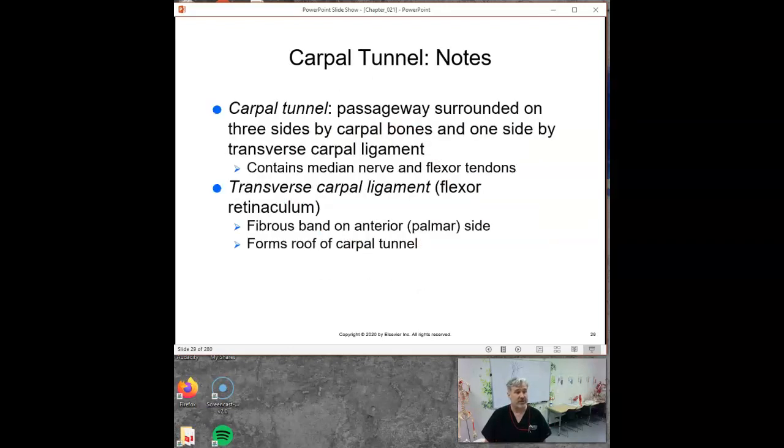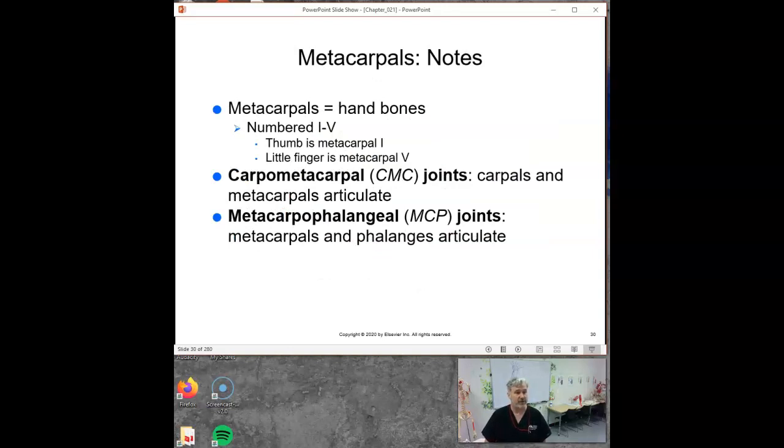This is a great picture of the carpal tunnel, but we're not going to get into that right now. We'll be doing that later.